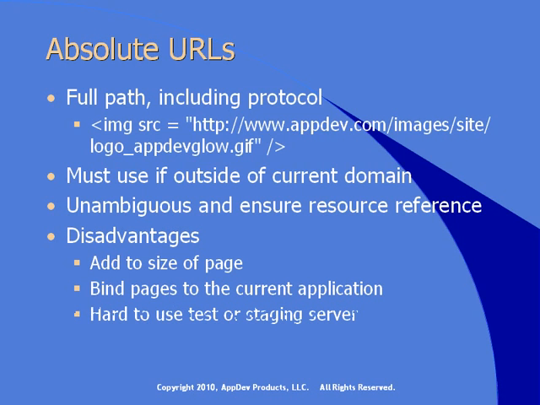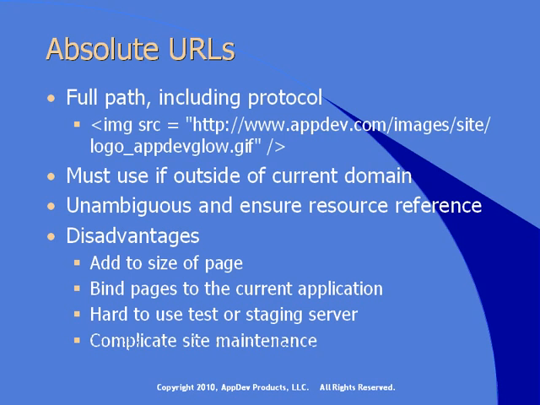A similar problem is that it's hard to use a test or a staging server. A very common development scenario is to have a test server where you copy the website over for testing and then you deploy it to a final production server. If you have absolute URLs, every time you move it to a different server, you have to change all of those absolute URLs. Hopefully, a search and replace will work, but you can have various kinds of side effects that may mangle your URLs within the page, so you have to be very careful with that.